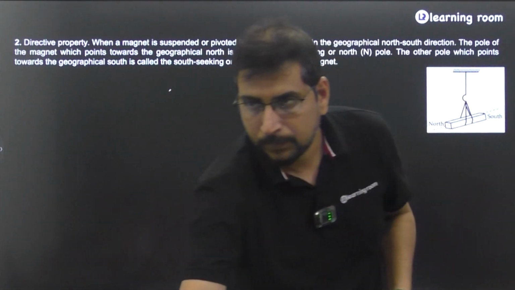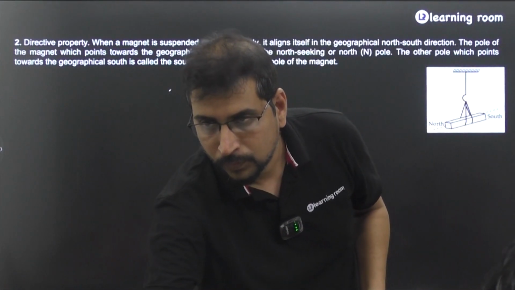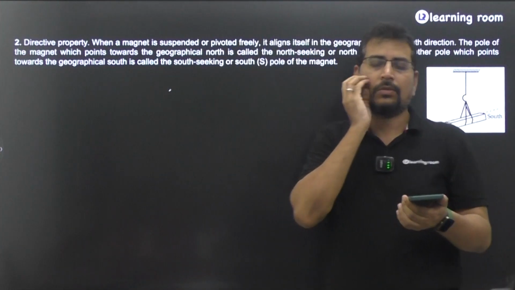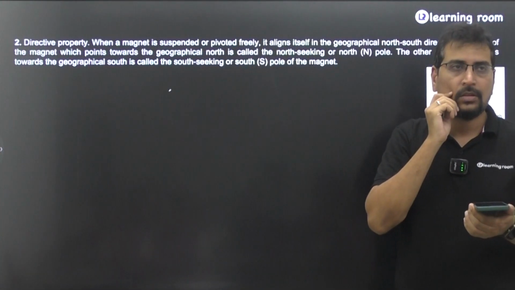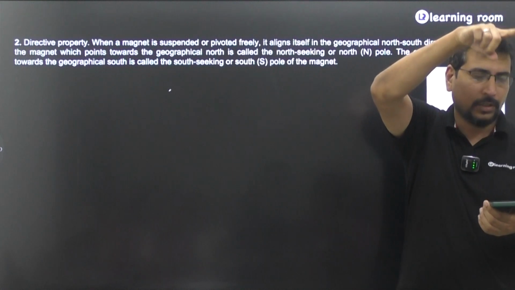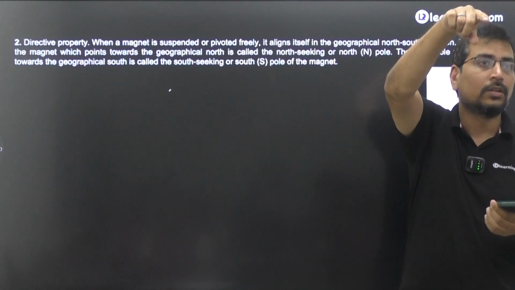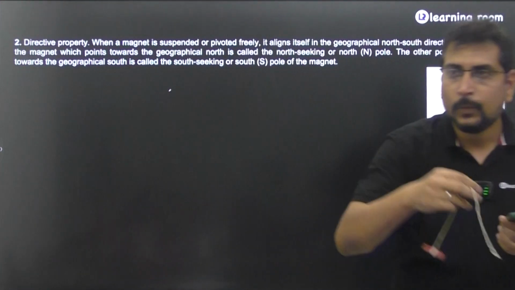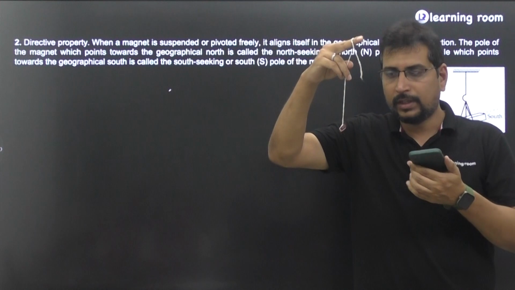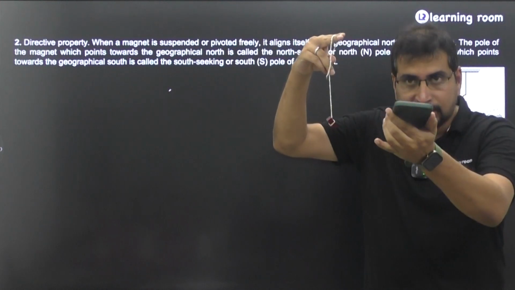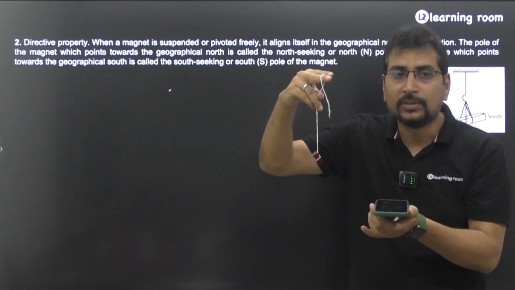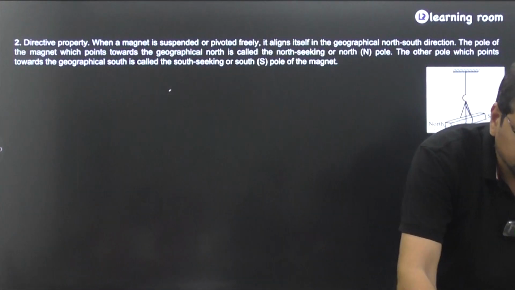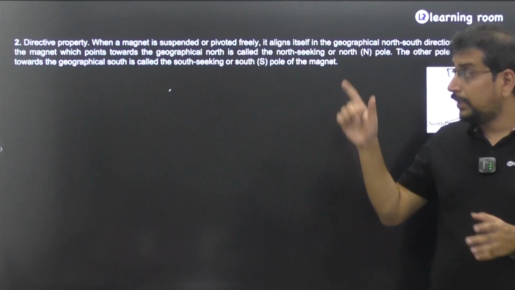So you are able to see south, right? Does anyone have a compass in your watch? You have it? Yeah, north, and this side will be south. So what I'm trying to say is, when you suspend this magnet, the south pole is facing this direction, and that is validated with the help of this compass itself, right? And this property is what is called the directive property.